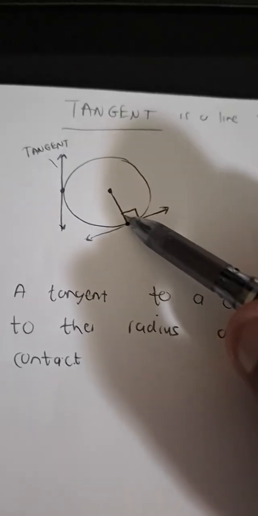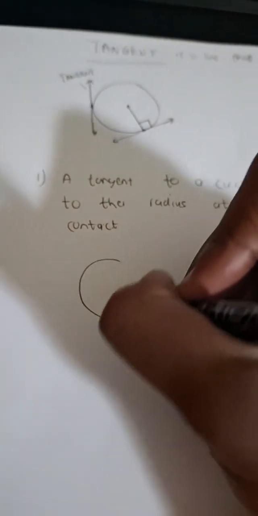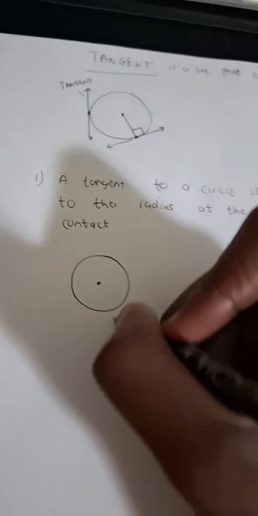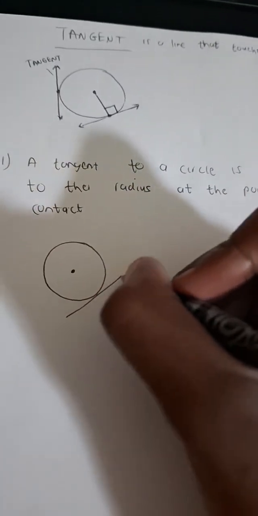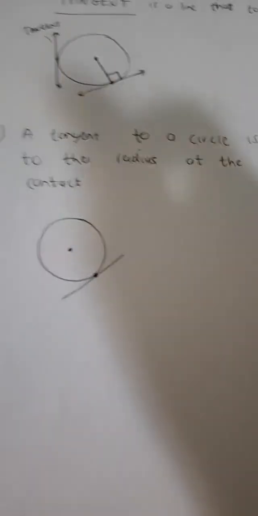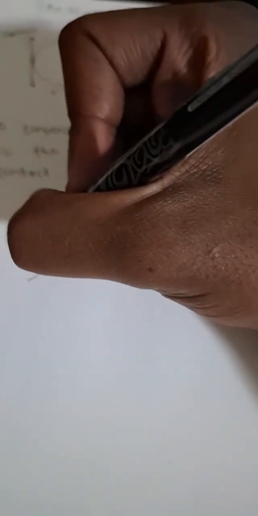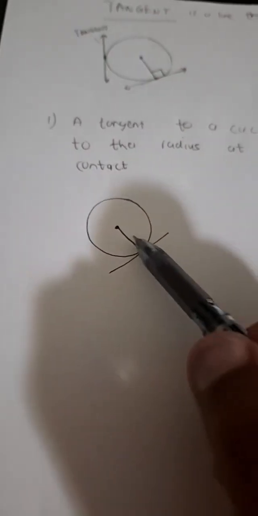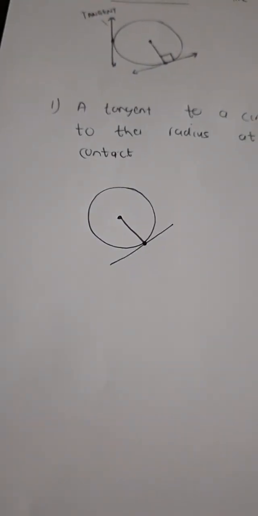So we say that a tangent to a circle is perpendicular to the radius at the point of contact. Okay, so when in your diagram you'll be given this, that's what you'll be given. You will see this tangent touching the circle there. You will see the radius, right? But you will not see the perpendicularity of the tangent and the radius at the point of contact.